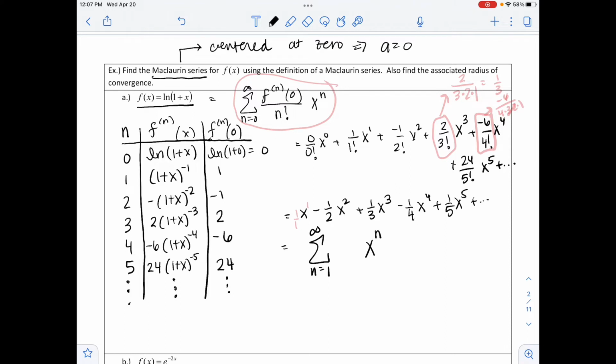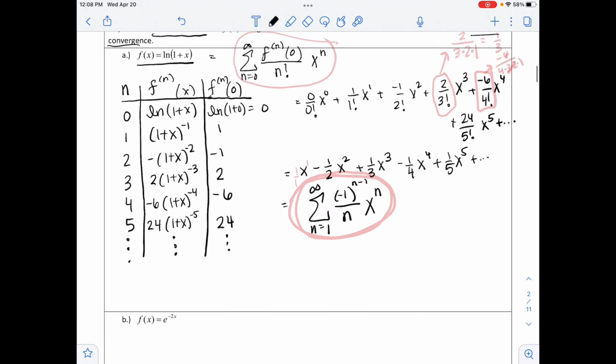And then I notice that it's alternating. So I need to have a negative 1 to a power. And if you were to put an n on here, you would notice that that first power would be negative, and our first term is not negative. So I'm going to say n minus 1. And then it's divided by the same value that you have as your exponent, or n. And so this would be our Maclaurin series.